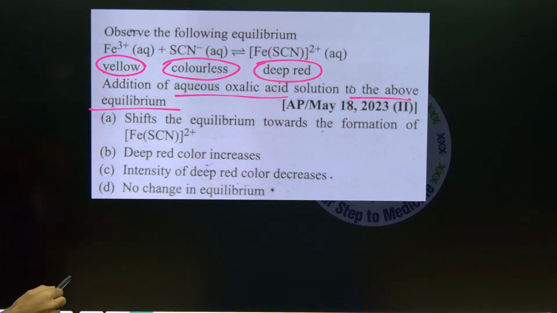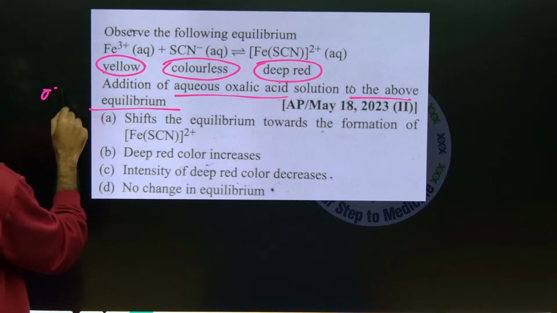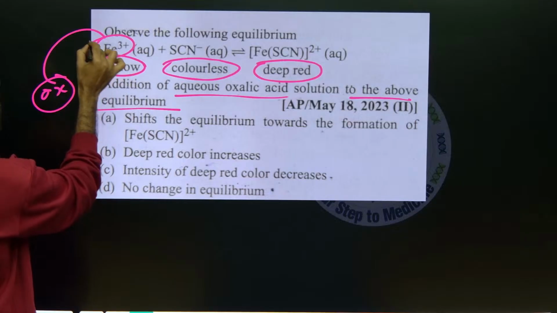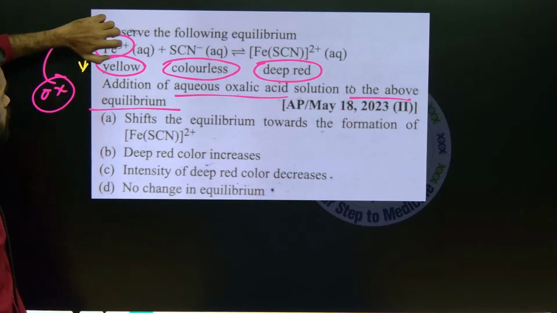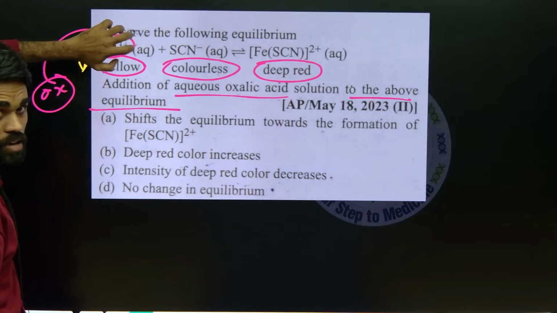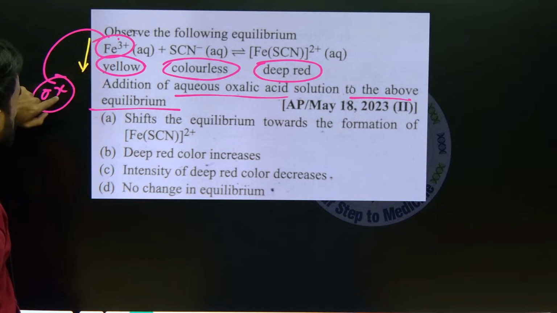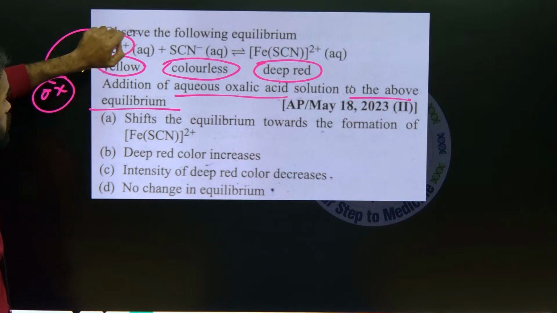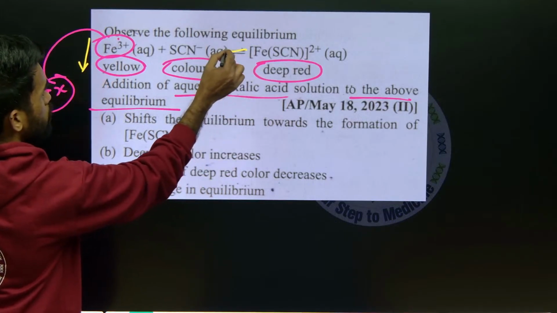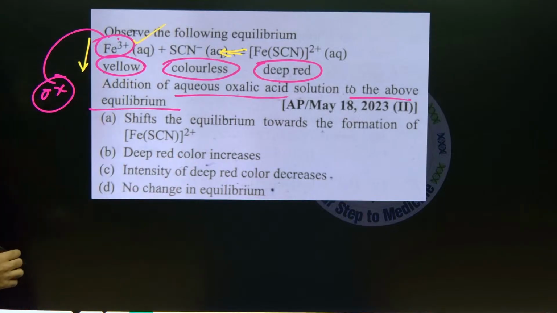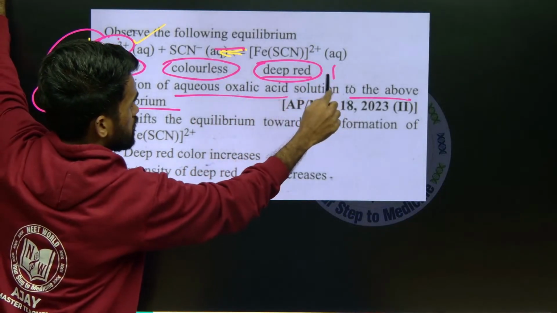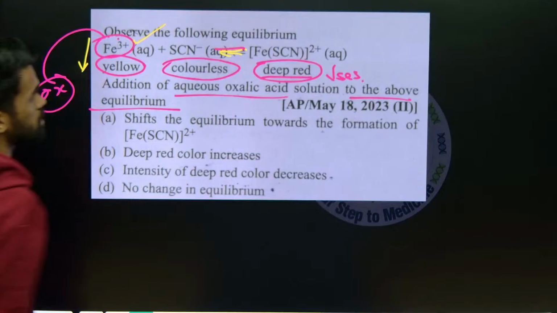So now what happens? Addition of oxalic acid. See, oxalic acid will form a complex with this Fe+3 ion. Therefore the concentration of this Fe+3 ion decreases now, because it is completely consumed by this oxalic acid. As this Fe+3 ion is consumed by oxalic acid, its concentration decreases on this reactant side, right? Now if it is decreasing in the reactant side, equilibrium moves backward to increase this Fe+3 ion concentration, right? So if it is moving backward, the deep red color intensity decreases. What happens? Deep red color intensity decreases.